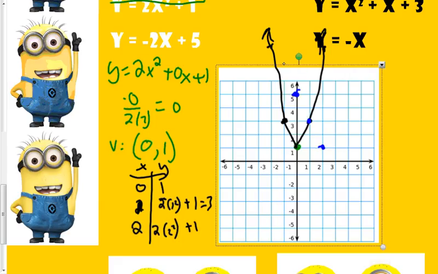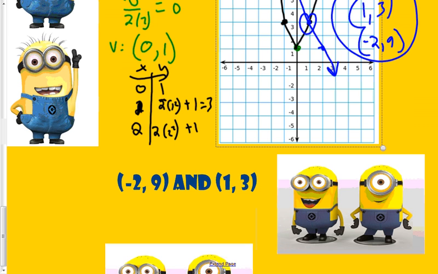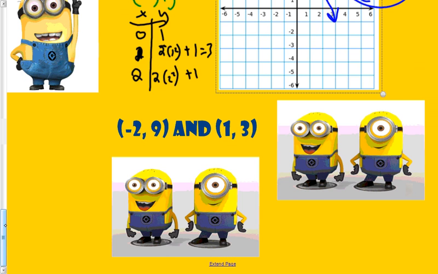Up 2 and over left 1. Up 2 and back left 1. So it looks like we actually intersect at 1, 3. And negative 2 and 9. So those would be our two intersecting points, our two solutions. And let's see if we were right. Negative 2, 9, and 1, 3. Nice. All right, we got it.